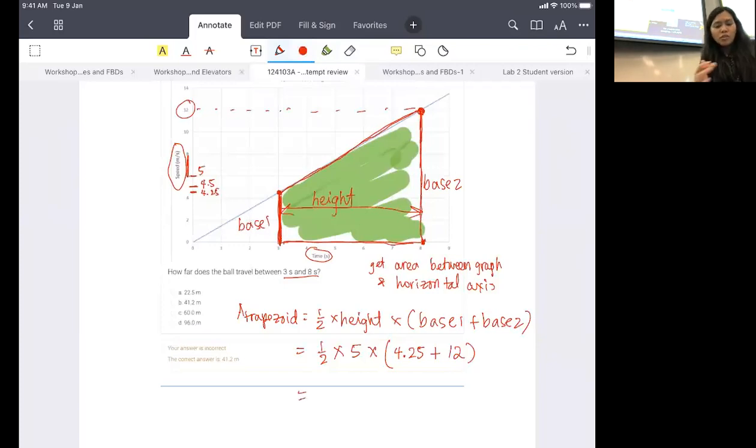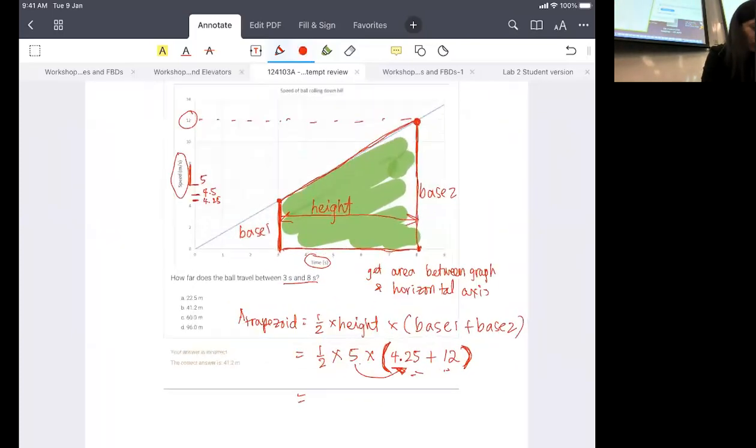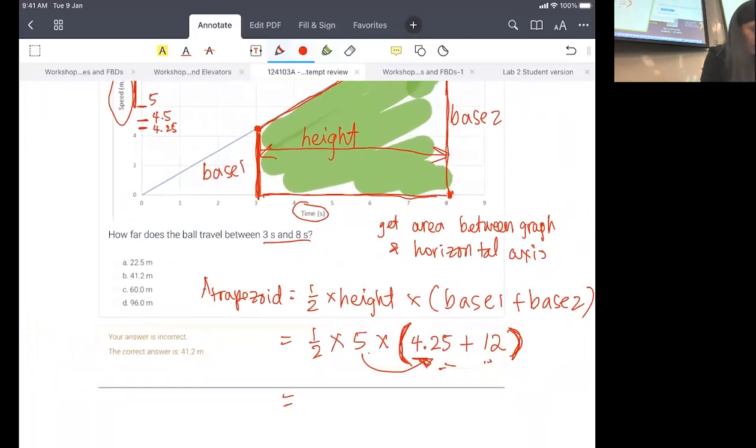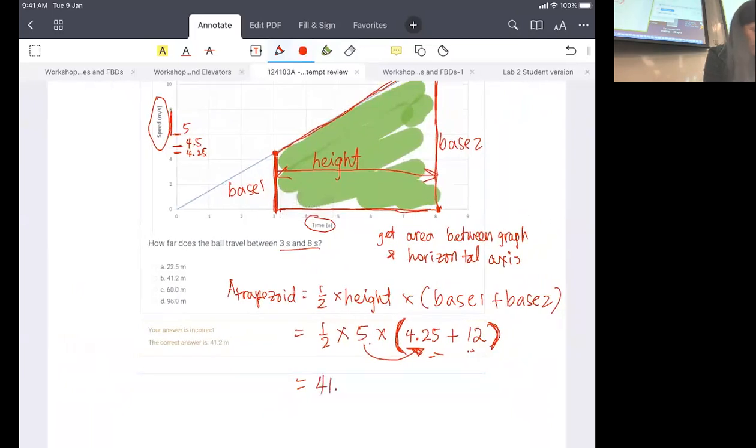Now we do the calculation. When you enter this in the calculator, make sure to include the brackets. Otherwise, some calculators will just multiply 5 with the first number. But we want to add these two first before multiplying, and you should get 41.25 for the answer. And that will be in meters because it's distance.